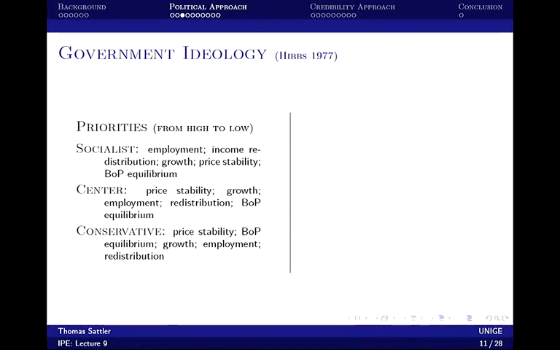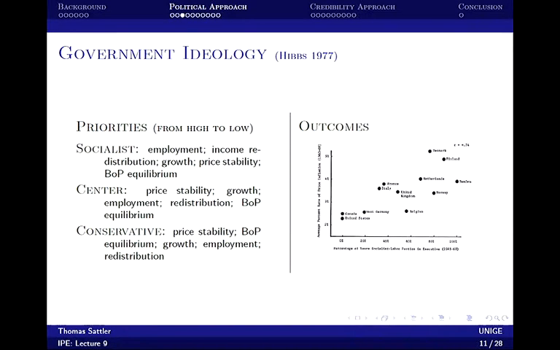And then what Hibbs did is he just looked at how long these different parties have been in power in European countries from 1945 to 1969. So this is the percentage of years of the socialist parties in the executive. So 0 years in Canada and the US, 100 all the years in Sweden. And then on the y-axis, we have the average percent rate of price inflation. So how high is inflation under different political parties in government in this period?